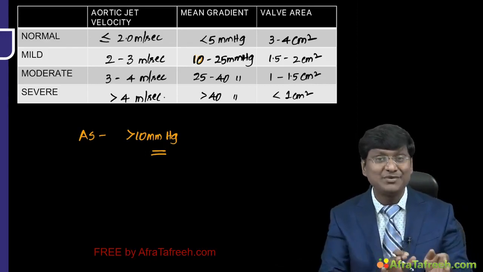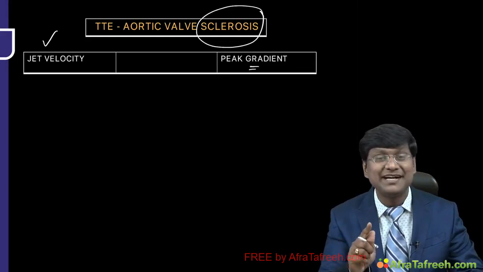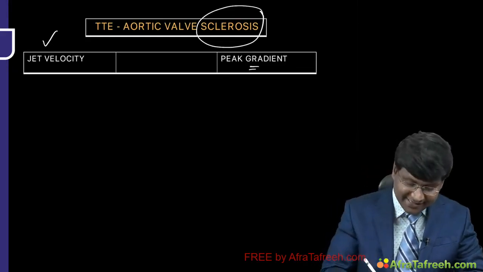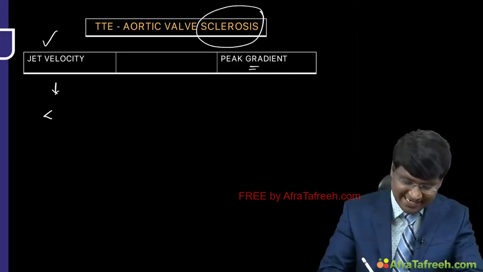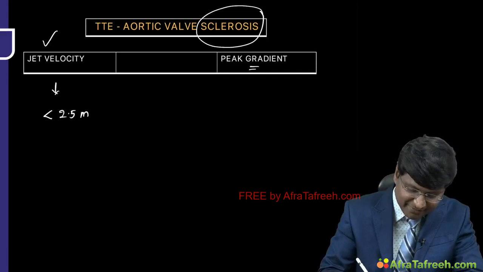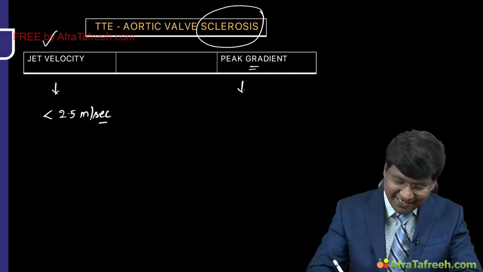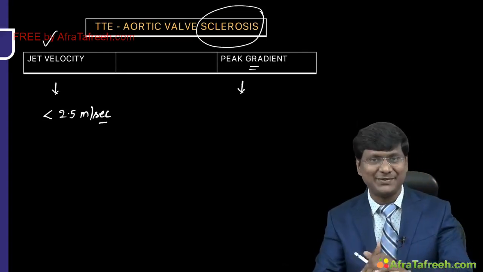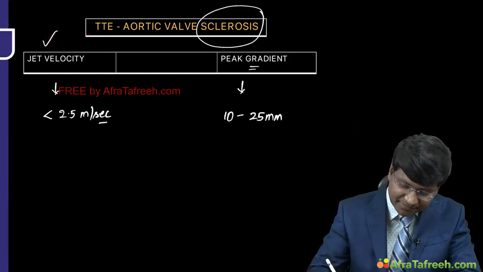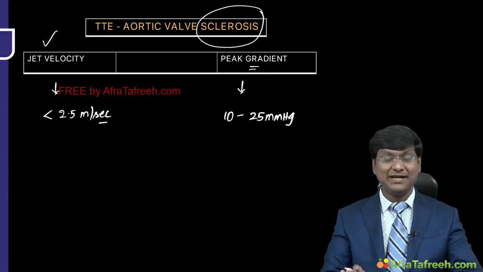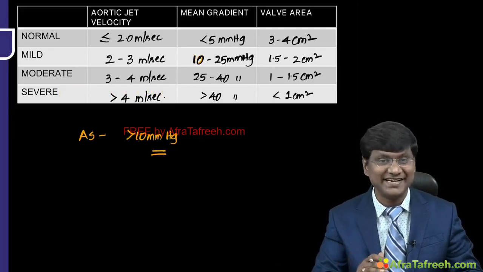Now, when do we use the term aortic valve sclerosis? We use the term aortic valve sclerosis when the aortic jet velocity is more than 2 and less than 2.5 meters per second. And how much should be the peak gradient? The peak gradient should be in the range of mild aortic stenosis, that is 10 to 25 millimeters of mercury, right? So these values are very important to determine whether it is mild, moderate or severe aortic stenosis.